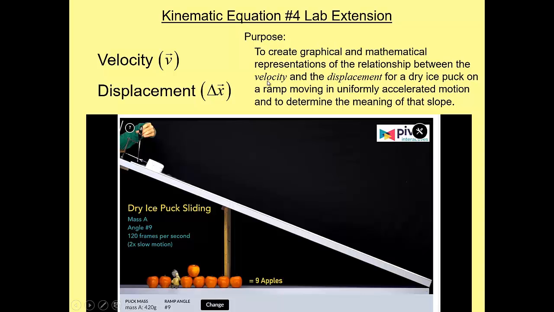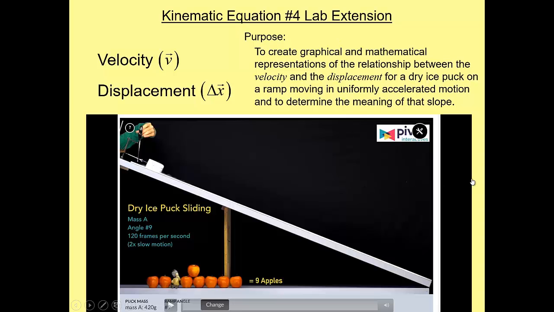And so the purpose of this lab extension, and hopefully at this point either Mr. Jackson is giving it to you or you are printing off the lab extension sheet, is to create graphical and mathematical representations of the relationship between, again, velocity and the displacement for the dry ice puck on a ramp, which we now know is moving in uniformly accelerated motion. And along the way, we're going to figure out what the meaning of that slope is in this graph, but we'll get there.